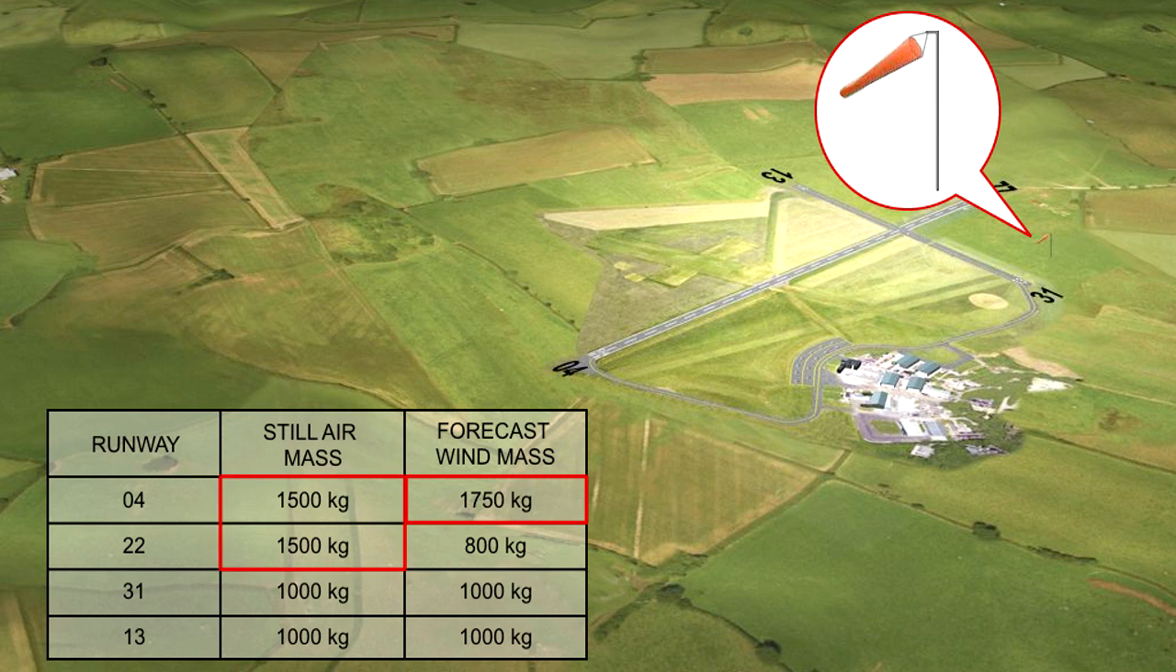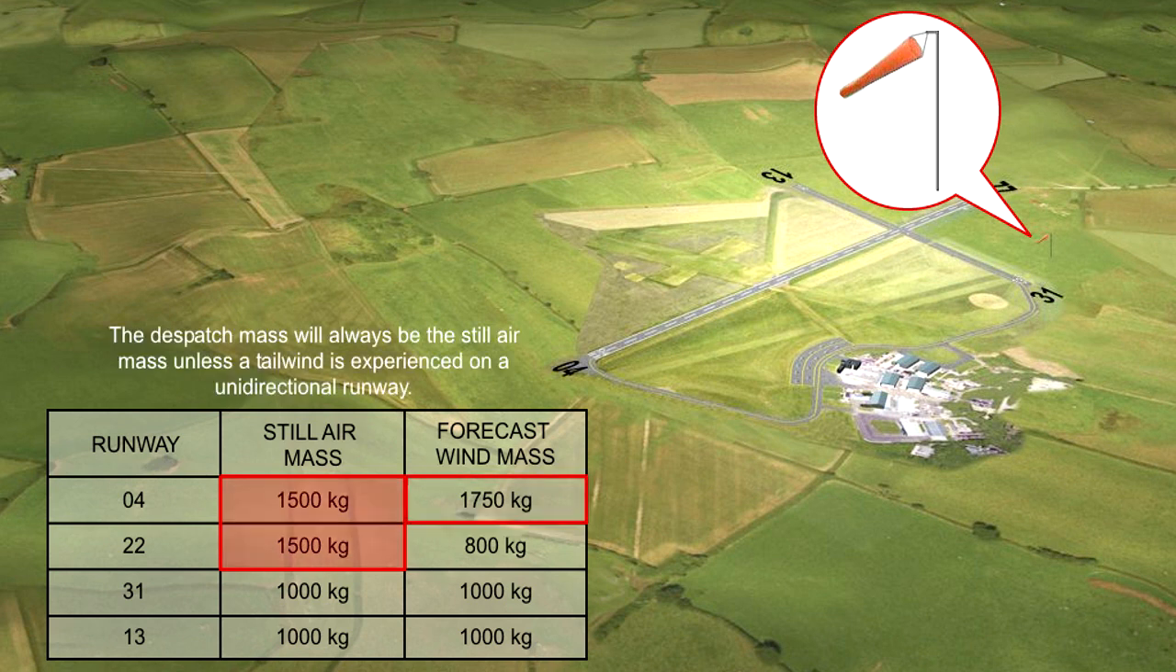The way to simplify the dispatch rule is always to consider the greatest mass in still air and the greatest mass in the forecast wind conditions, and, of the two, take the lesser mass as the dispatch mass. Of the two, it is the still air mass that is usually the lesser mass, as shown in our example. The exception is when there is a tailwind on a unidirectional runway. A unidirectional runway is a runway whose direction for takeoff and landing is fixed in one direction. And in this case, the maximum landing mass in the tailwind will be less than the maximum landing mass in still air.